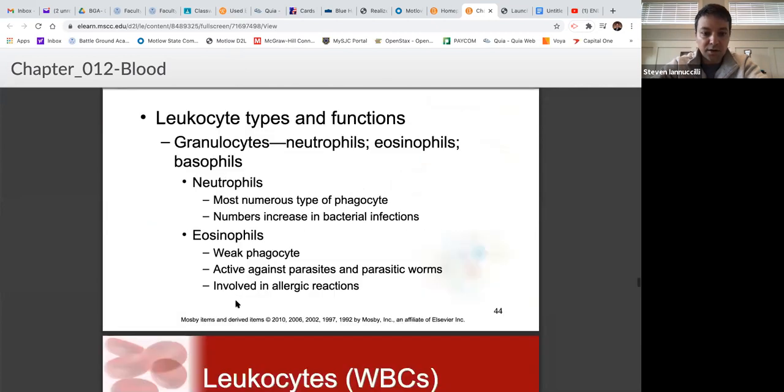Okay. Eosinophils. So we talked about neutrophils. Eosinophils, these are another type of phagocyte. Okay. They do the same thing that we just saw. They engulf those cells, but they're not going to be as active and as numerous as neutrophils. We see eosinophils more when dealing with parasites or parasitic worms, like tapeworm. And they're also involved in allergic reactions.